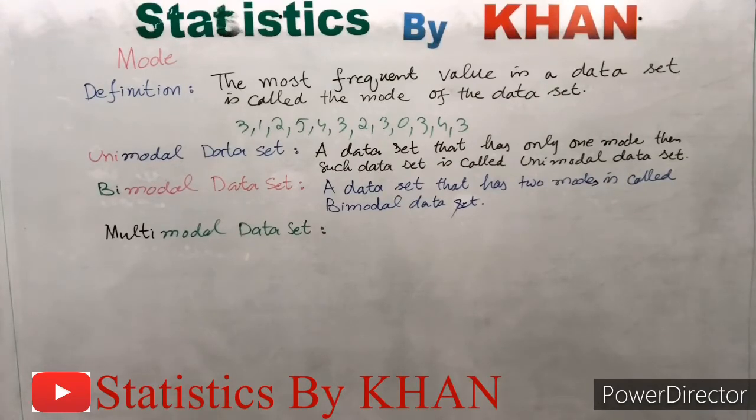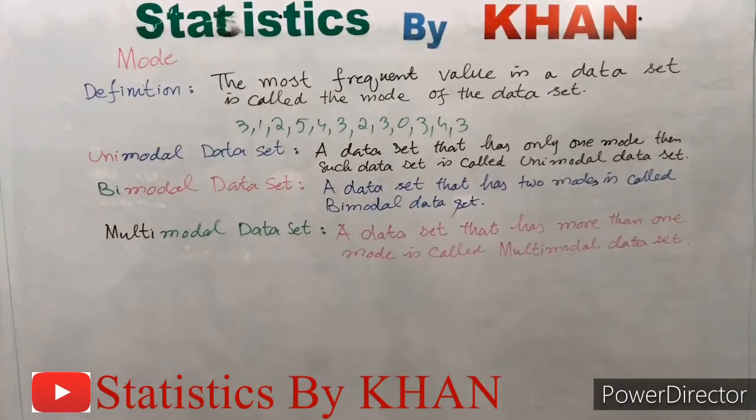Now we come towards the multimodal data set. So let's define multimodal data set. A data set that has more than one mode is called a multimodal data set. So these are the types of data sets that have modes.